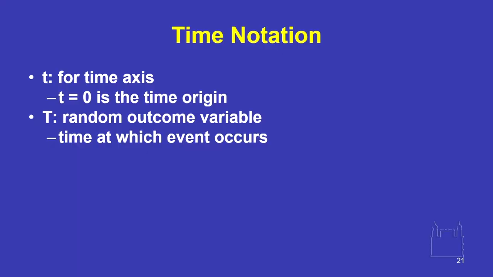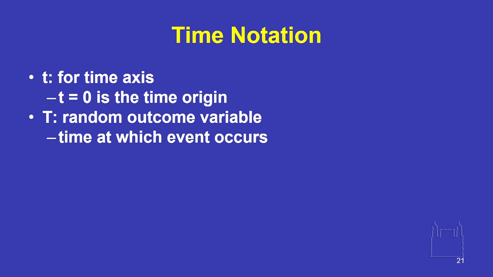So how do we think about time? We use the lowercase t, the little t, for the time axis. When we set it equal to zero, that is your time origin. I know I need to slow down. I'm sorry. I love survival analysis. I get very excited. So the capital T, the big T, is the random outcome variable, and that is the time at which the event occurs.